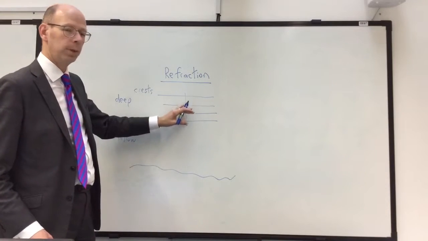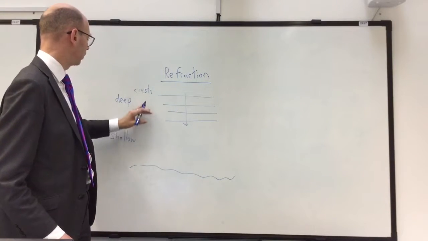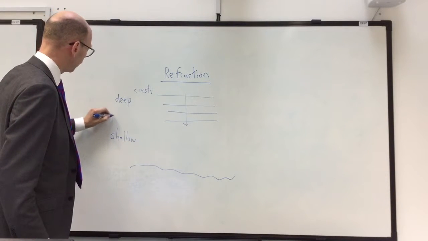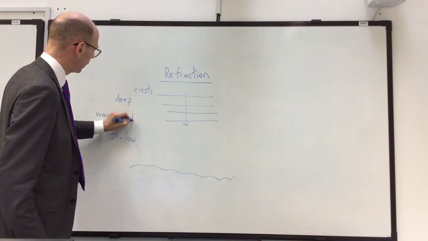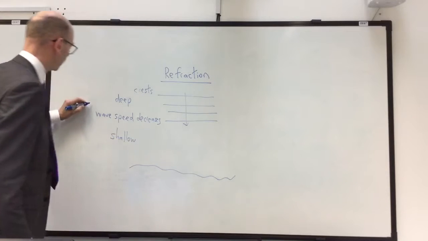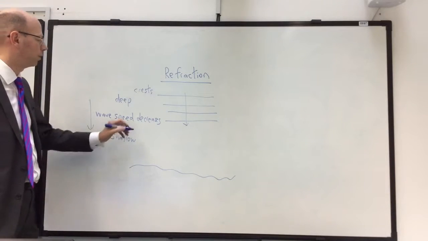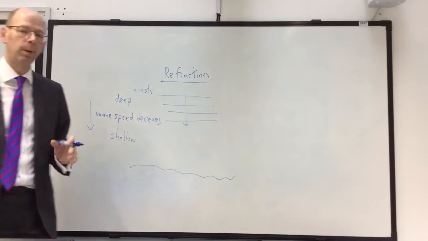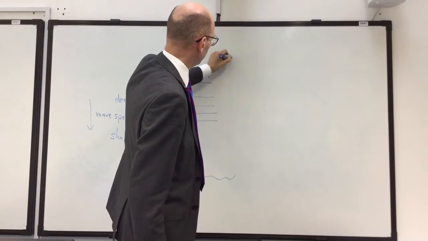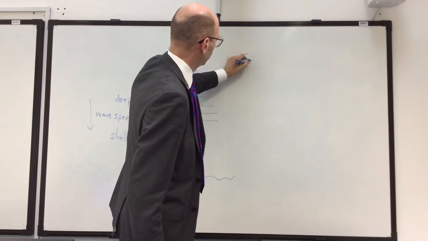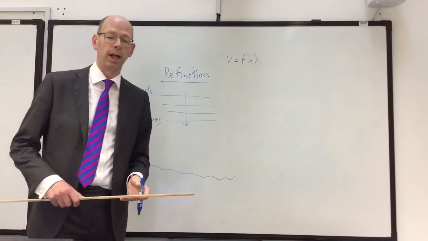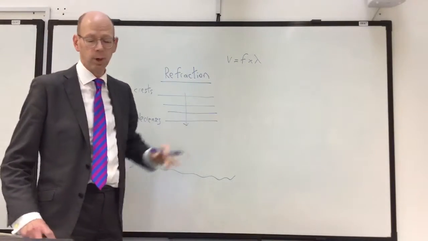So the wave speed is getting smaller as they go from deep to shallow water. They're slowing down as they get closer. Now you may remember, if you've looked at the video on wave speed, the speed of a wave is determined by multiplying frequency and wavelength. Wave speed is frequency times wavelength.